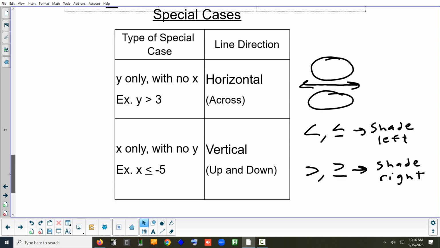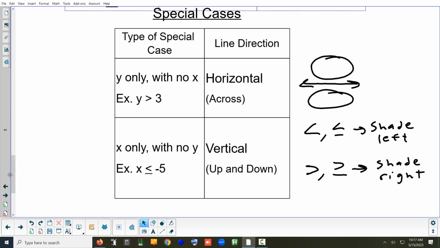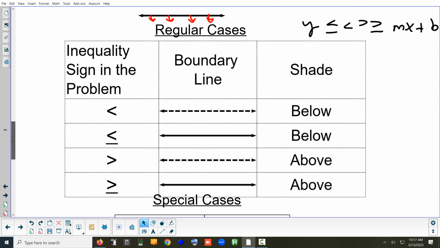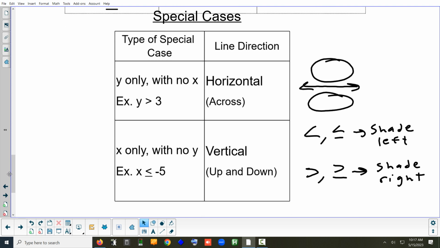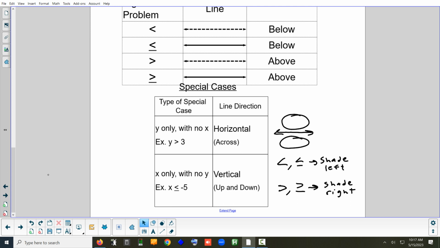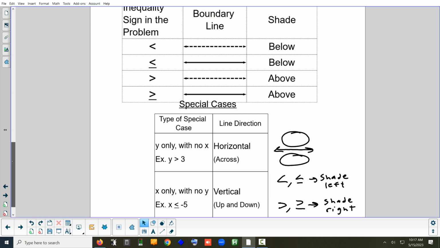Okay, so those two tables are from 5.6. We've done those tables before. But that covers all the regular cases, and then all the special cases. Any questions, or does anyone need to still copy anything down from the tables?